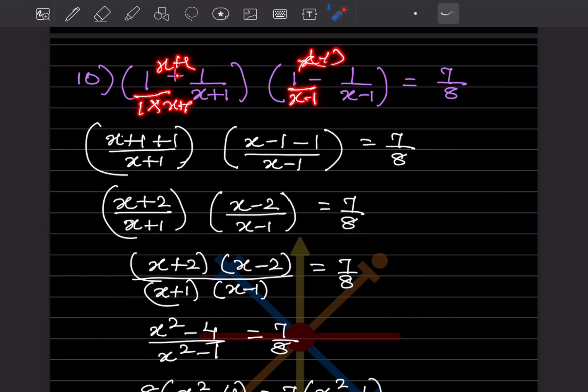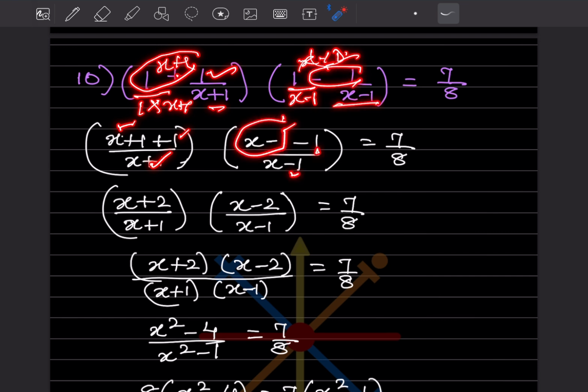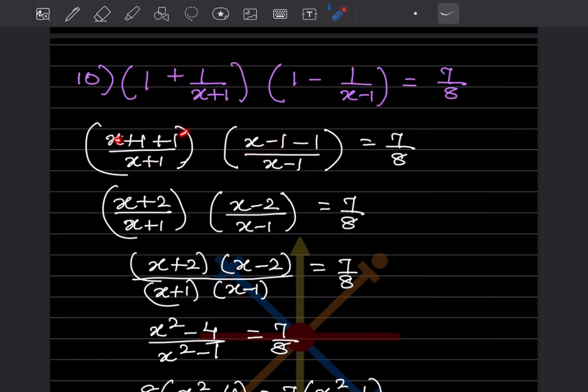So what will you do? You will write here 1 into x plus 1 means x plus 1 and this plus 1, and the denominator is x plus 1. For this one, you will write here x minus 1 and this minus 1, and your denominator is x minus 1 because of the LCM. Here x plus 1 will be plus 2, same, x minus 1 will be minus 2, same. Now you can just put it together because there is a multiplication sign over here. So x plus 2 and x minus 2, and the denominator is x plus 1 and x minus 1, is 7 by 8.